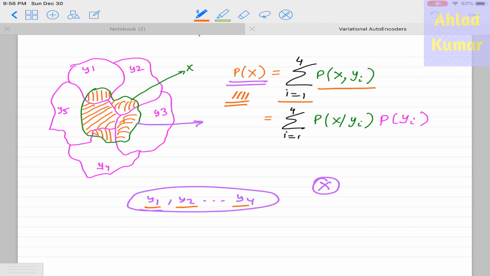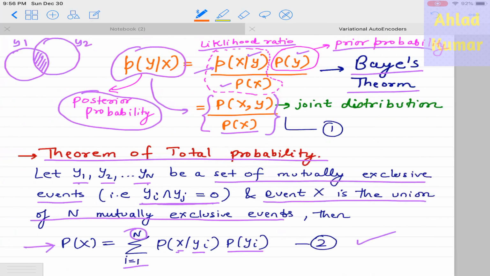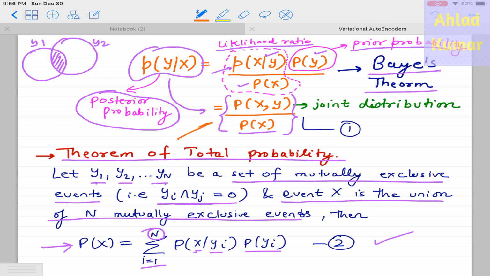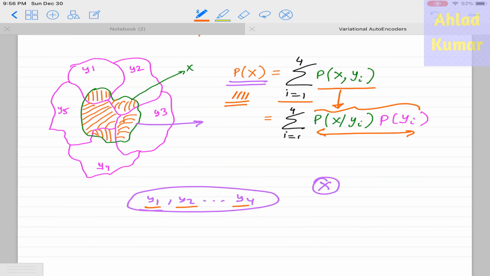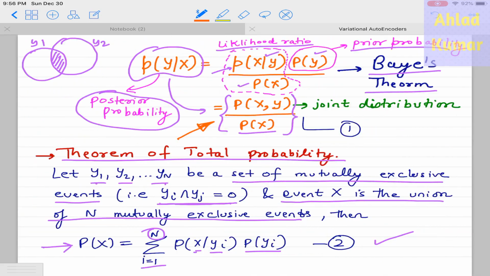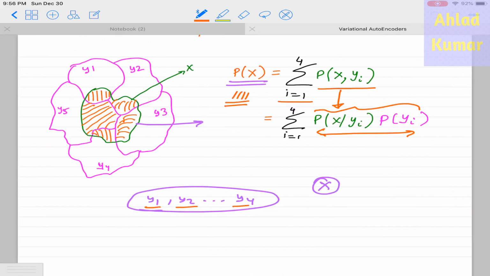And we know that the joint distribution can be represented in terms of conditional distributions, that is, p of x given yi times p of yi, which comes from the relation we discussed earlier. Whatever definitions I have discussed here will be used in the derivation of the loss functions. So I suggest you look into these definitions in detail, and if you are in doubt, consult any probability book to gain further confidence.